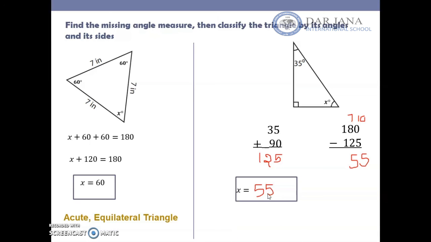If I'm going to classify by angles, you have one right angle, so this one is called a right triangle. If I classify by the sides, since I have no congruent angles, this means I have no congruent sides, so this one is a scalene. So this is scalene and right, so right scalene triangle.